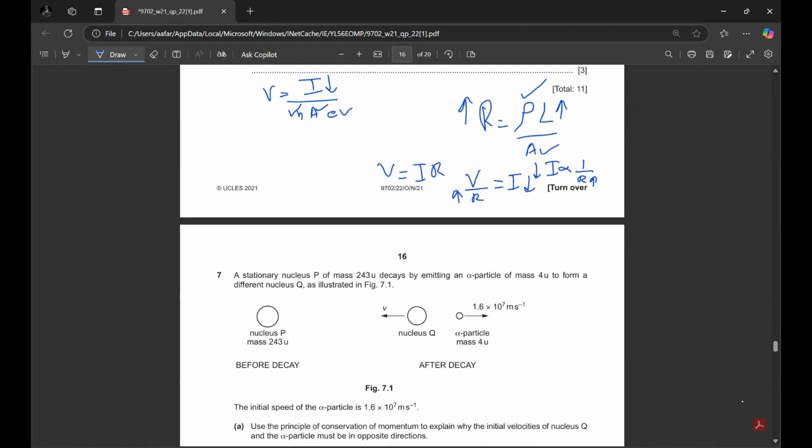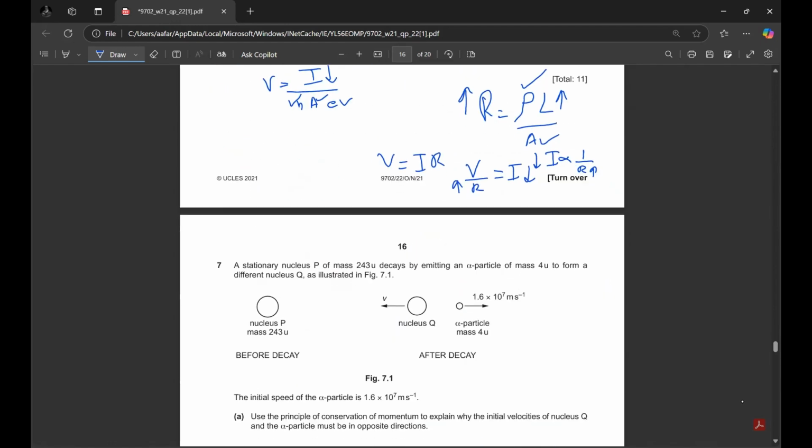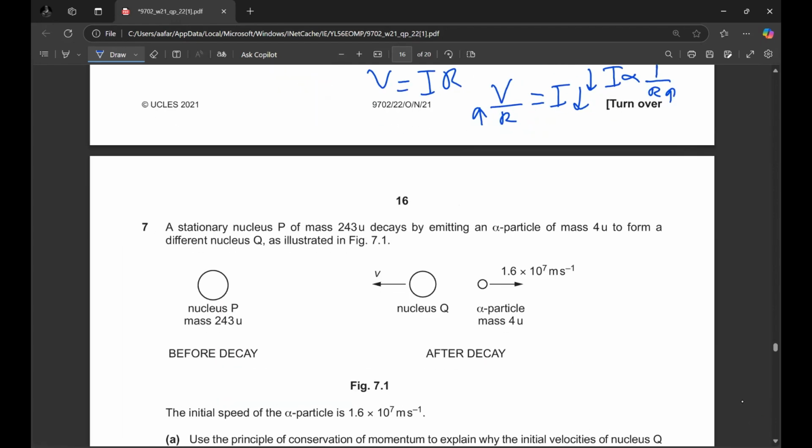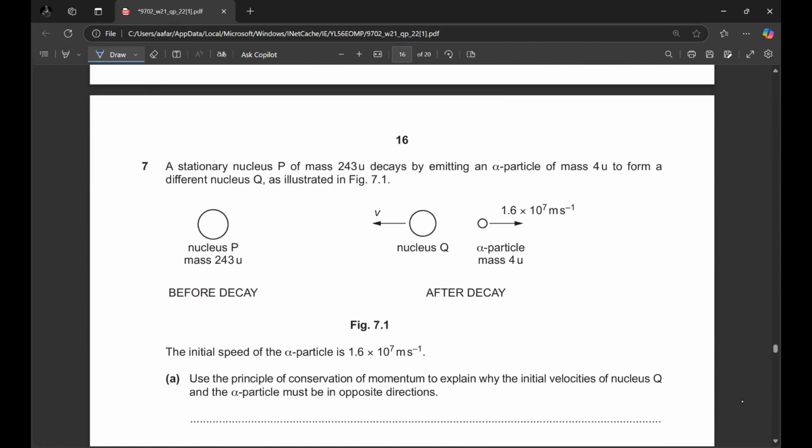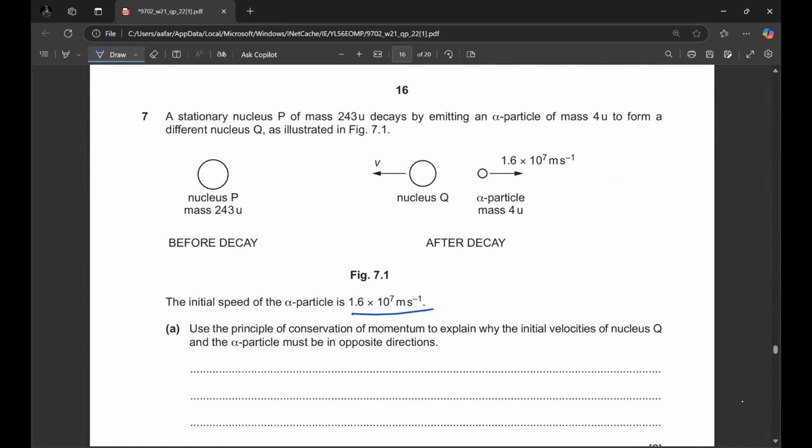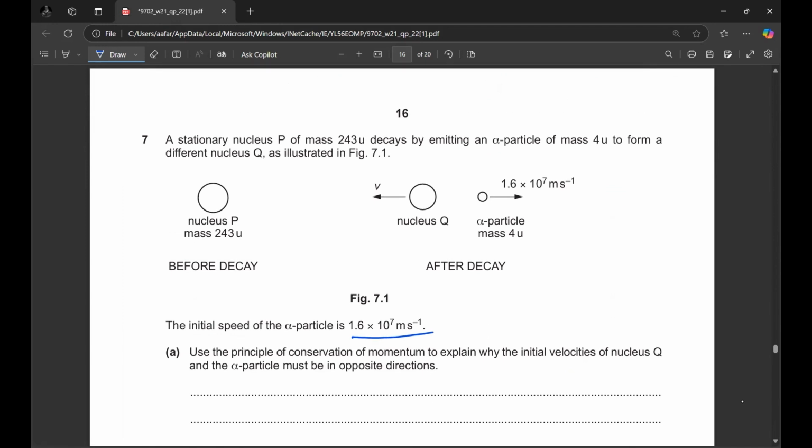Okay. So now, a stationary nucleus P of mass 243 atomic mass units decays by emitting an alpha particle, mass 4 atomic mass units, to form a different nucleus Q, as illustrated in figure 7.1. The initial speed of the alpha particle is 1.6 × 10^7. Use the principle of conservation of momentum to explain why the initial velocities of nucleus Q and the alpha particle must be in opposite directions.